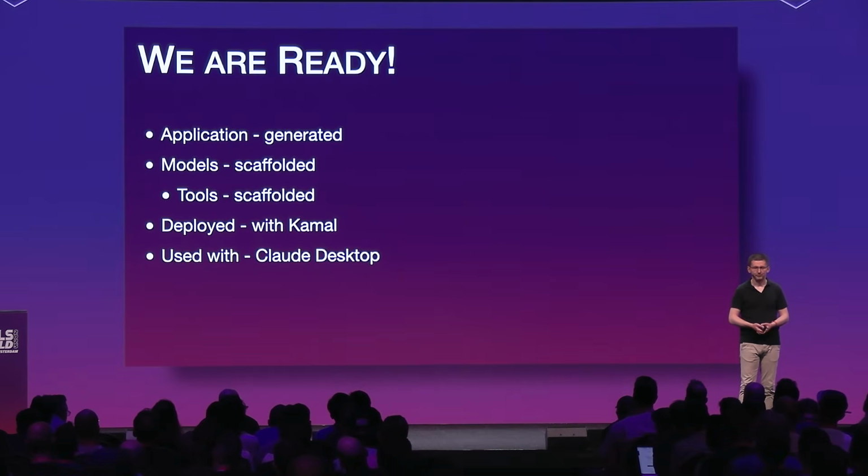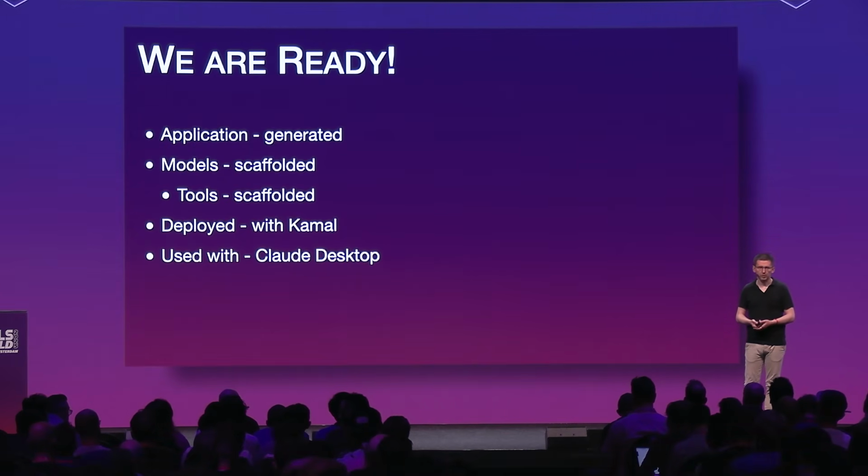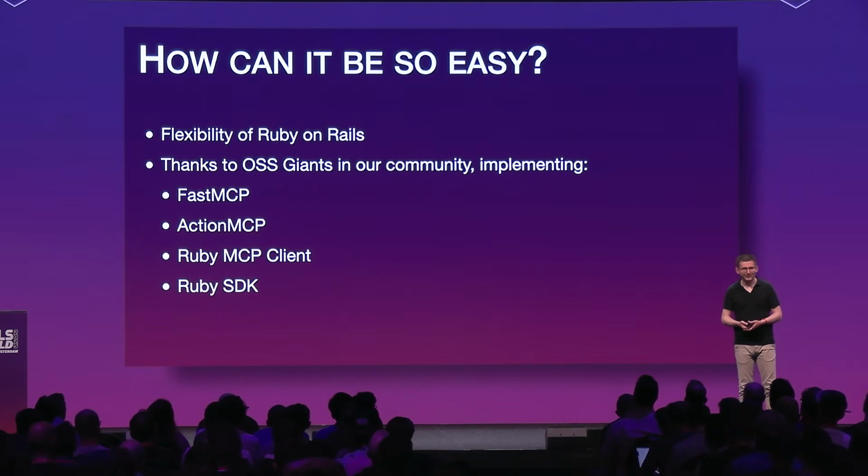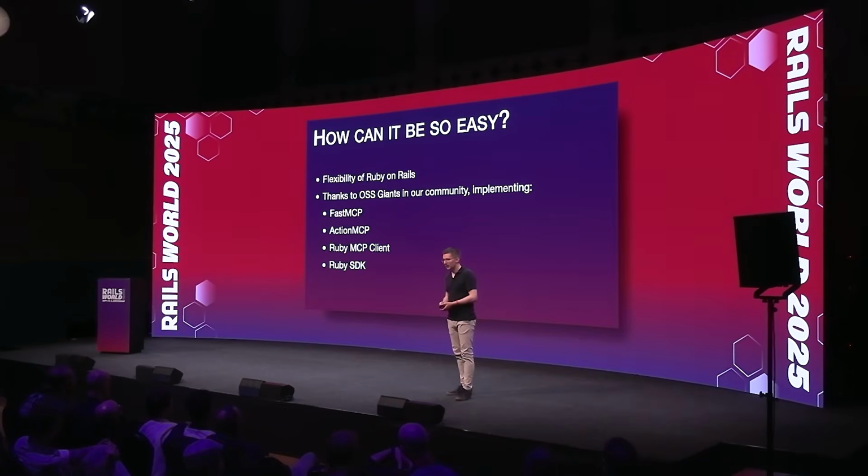And we are ready. We generated an application, scaffolded models and tools, deployed with Kamal, and used a customer-facing application, Claude Code. So why is it so easy? I'd say it's about the flexibility of Ruby on Rails, and thanks to the giants of the community, so open source software maintainers. I couldn't thank enough the creators of FastMCP, ActionMCP, and the Ruby MCP client as well. I've spent hours, if not days, talking to them so that they taught me what MCP is and how it interacts with Ruby and Rails.